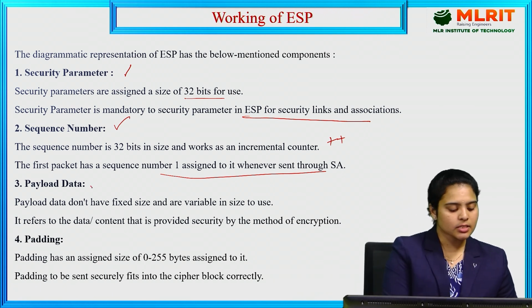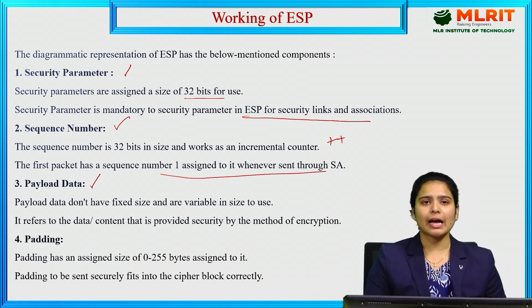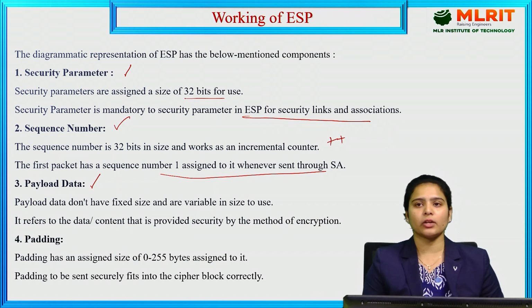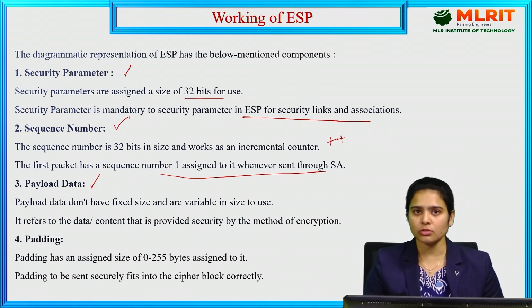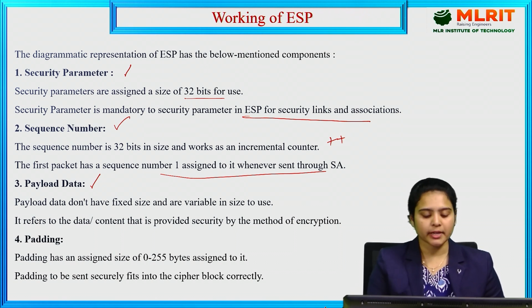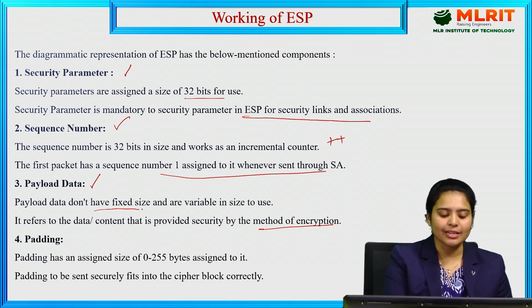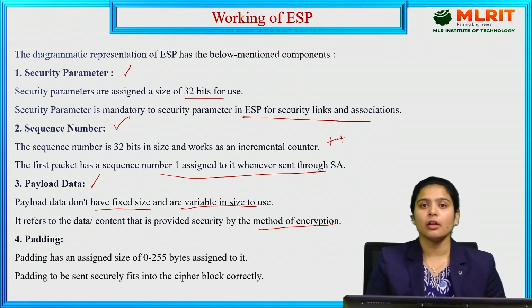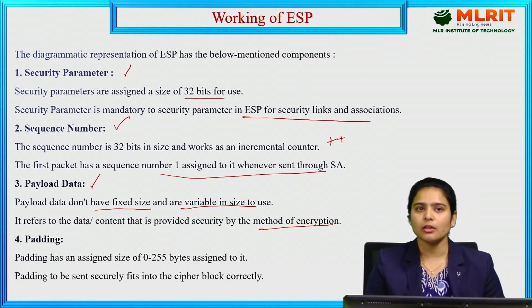The next one is payload data. What will happen in this payload data? Payload data does not have any fixed size and is variable in size. Basically it refers to any data provided by the method of the encryption process. So it does not have any fixed size and is variable in size.